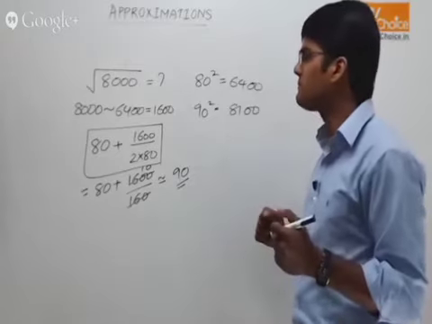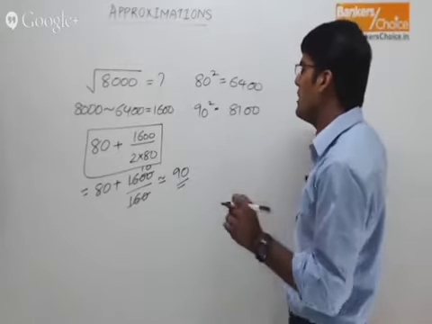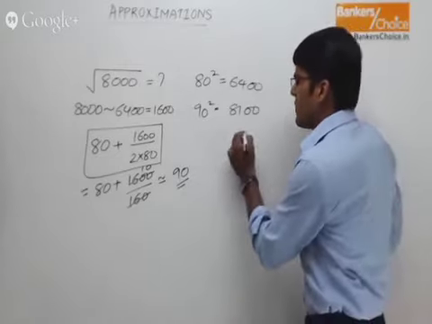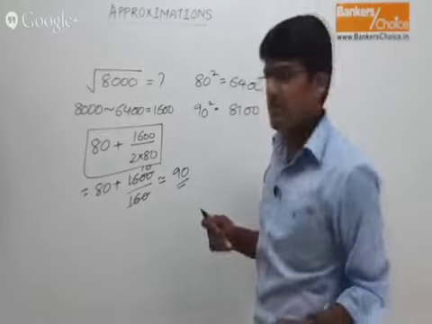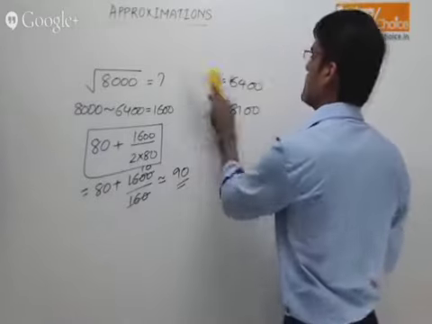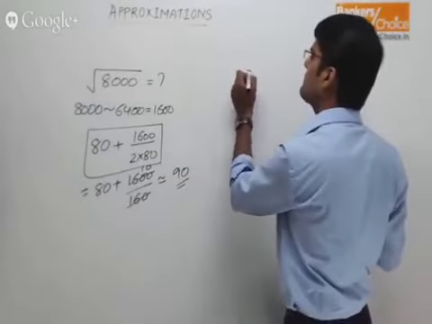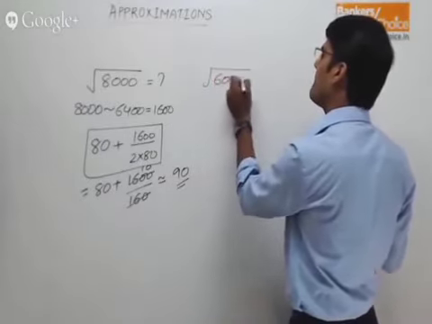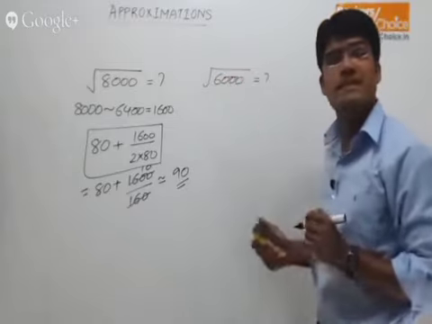Let's take one more example. Let's say we have to find out the square root of 6000. What is the square root of 6000, right? Let me just take the next one. Square root of 6000. How do you do that? What is the square root of 6000?